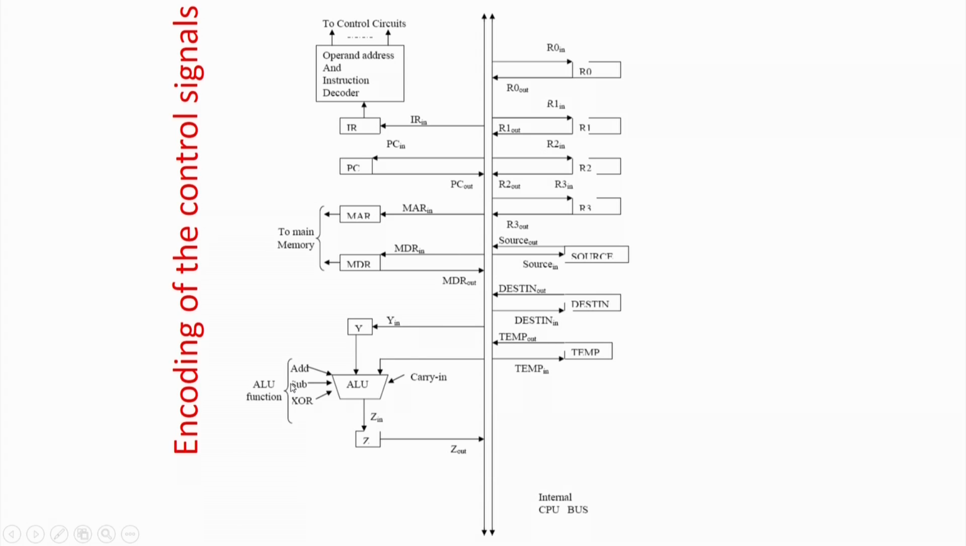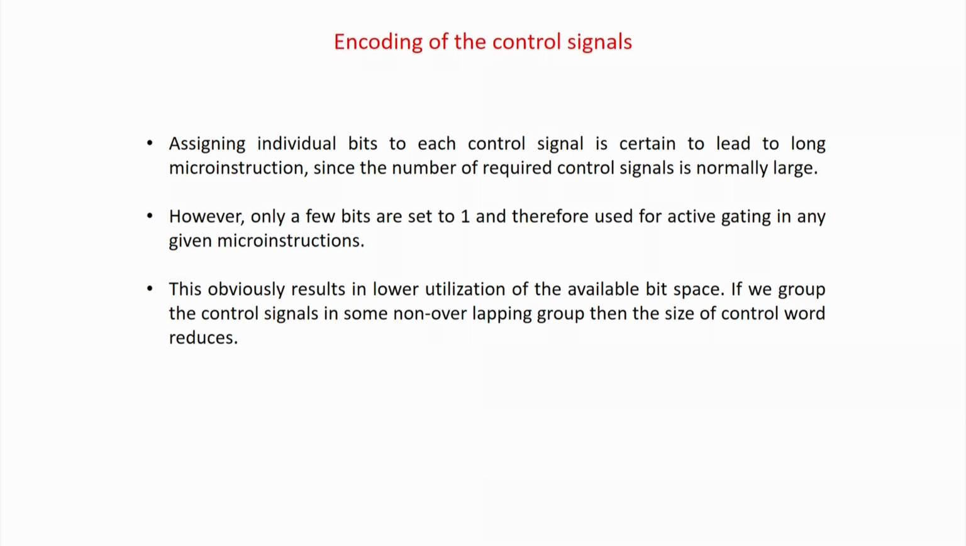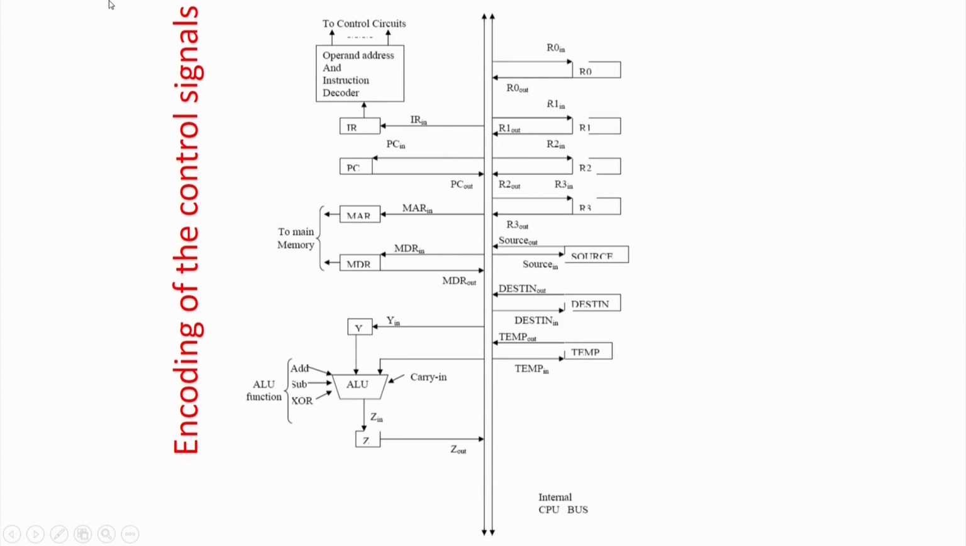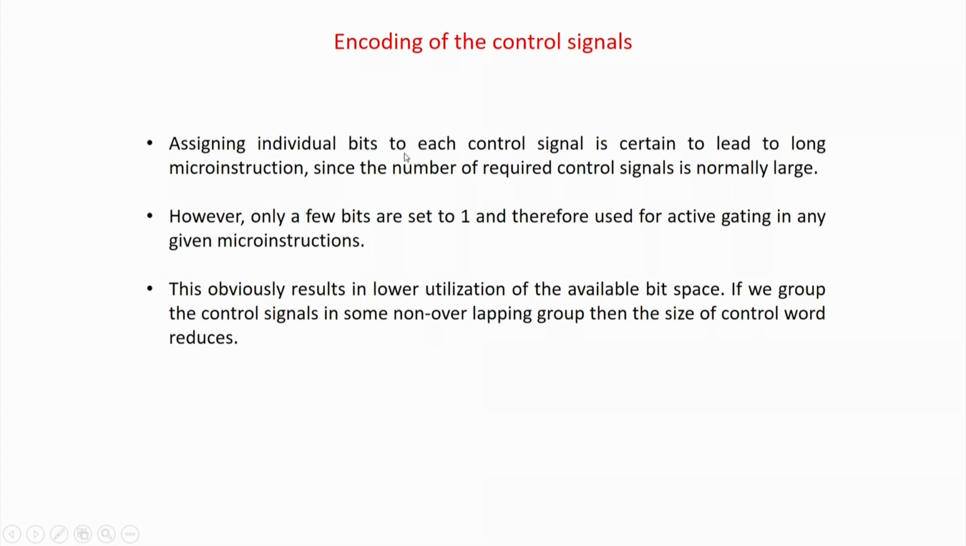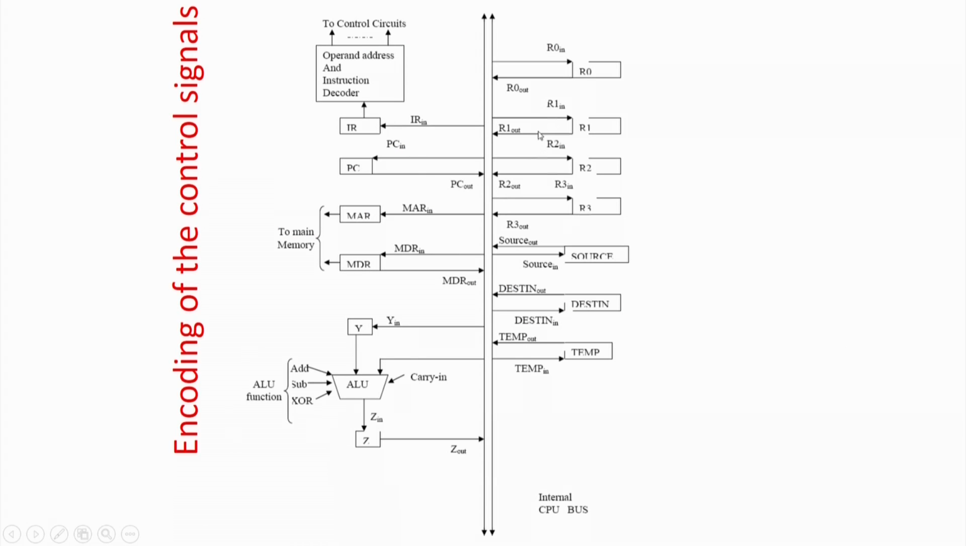So, those signals will also be there. Now we will try to see, based on this architecture, how we can optimize based on clustering. Assigning individual bits to each signal leads to a long micro instruction, because here we have counted that there are 24 input output ports, then some signals will be there to control the ALU, that also you have to add.